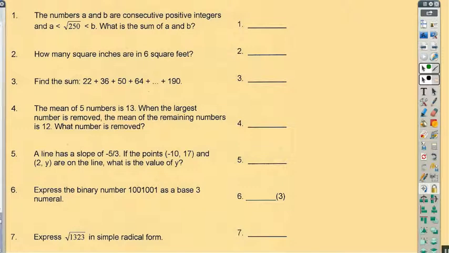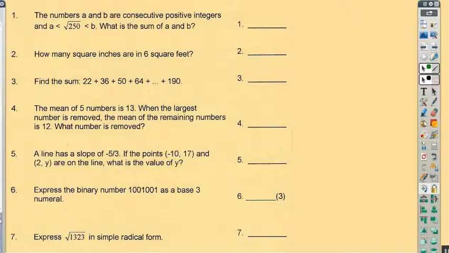Right, this is competition 3, the district championship competition, written round, from 2009, 2010. The numbers a and b are consecutive positive integers, and a is less than the square root of 250, which is less than b. What is the sum of a and b? In this problem, you're being asked if you know your square numbers.